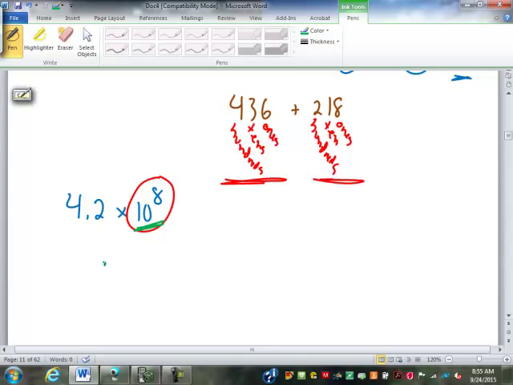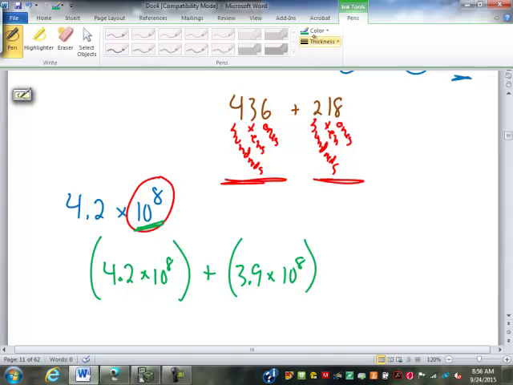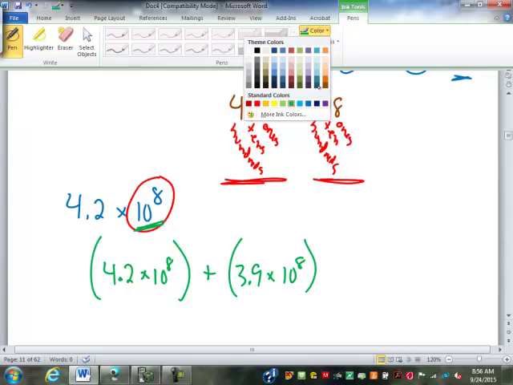So let's take 4.2 times 10 to the 8th. Now we've seen with our negatives that sometimes we have parentheses around stuff. It's not telling us to do anything there first, it's just separating the number. Same here. The parentheses are not telling us that we have to do anything inside here first. It's just separating the 4.2 times 10 to the 8th from 3.9 times 10 to the 8th. Just like if we had negative 6 plus negative 4, the parentheses would separate the negative 4.